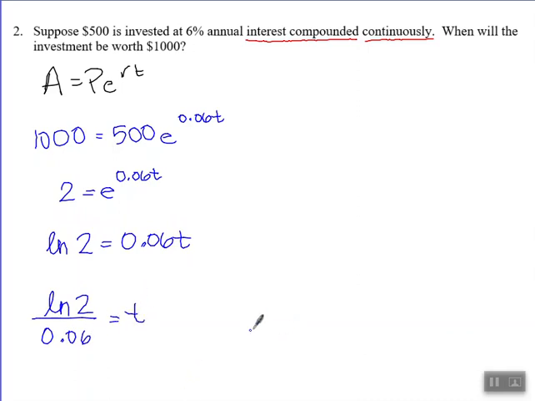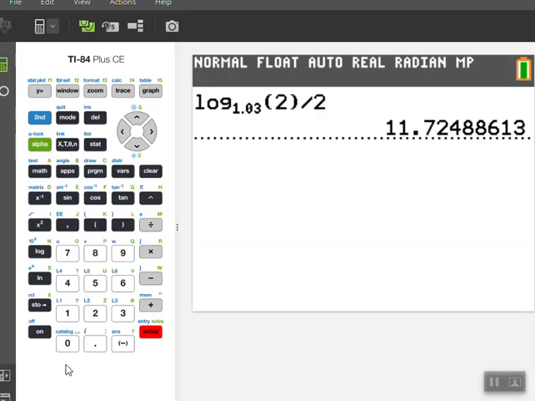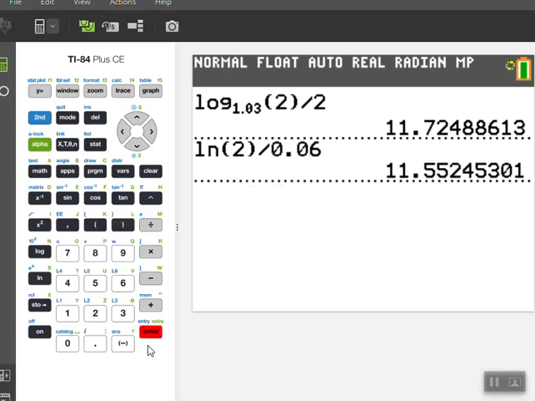Now I can go ahead and type this in the calculator. Natural log of 2 divided by 0.06. And again, we're going to round to 3 decimal places, so we have that it would be approximately 11.552 years.